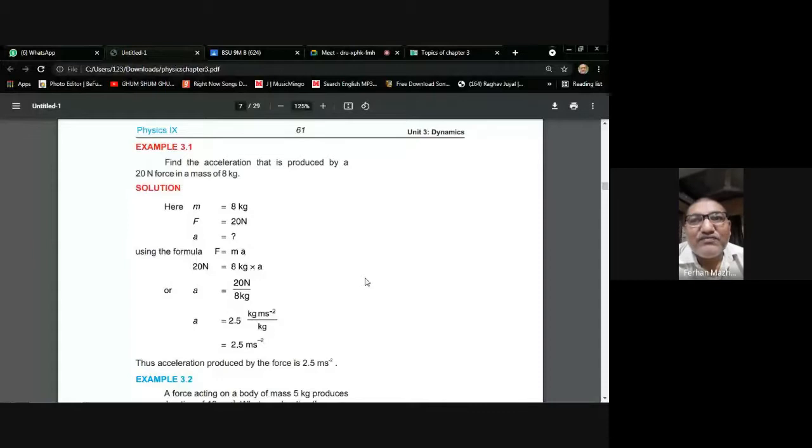A is the question. This 8 is multiplying with the A, so take this to the other side. When it goes to the other side, it will divide. So you will have A equals 20 Newton divided by 8 kg. The answer you will get is 2.5. Divide on the calculator 20 divided by 8, you will get 2.5 meter per second square. So this is how you will do this example 3.1. This is the use of Newton's second law of motion.